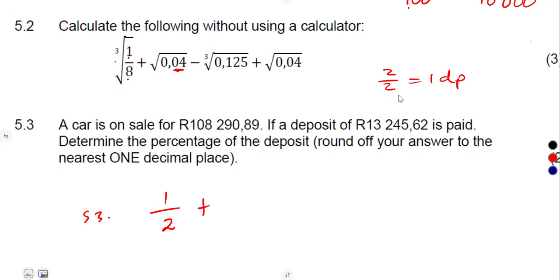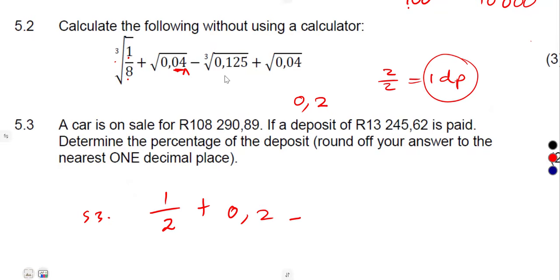So our answer must have 1 decimal place. So what is the square root of 4? It is 2. But our answer has got what? 1 decimal place. So it's going to be 0.2. Or just use a calculator. No one is going to know that you have used a calculator there.